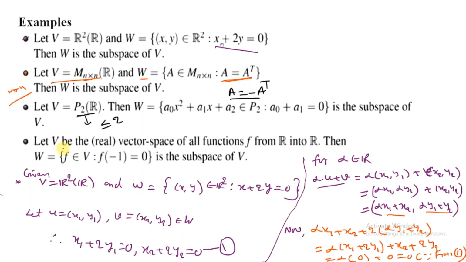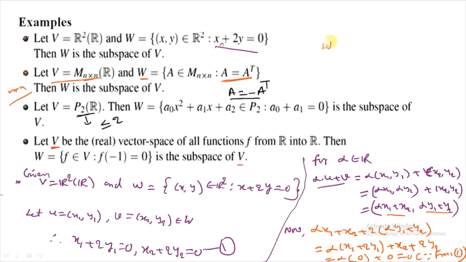Again, let V be the vector space. Already I explained this totally, just to write neatly. You can go for any condition. You can go for the combined condition or individually vector addition and scalar multiplication. Now another problem. Let V be the real vector space of all functions, the set of all real functions from R into R. It's already given it's a vector space. Then W is the set of f such that f of minus 1 equal to 0. It's a subspace. It means the real functions whose value at minus 1 is 0.